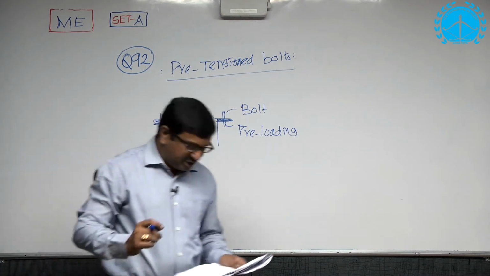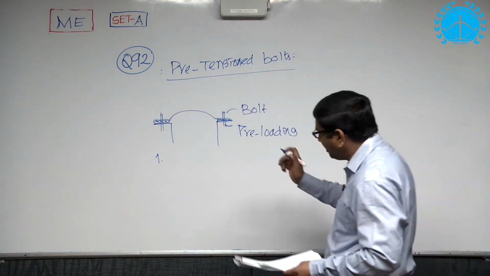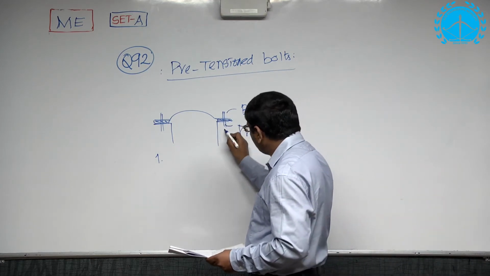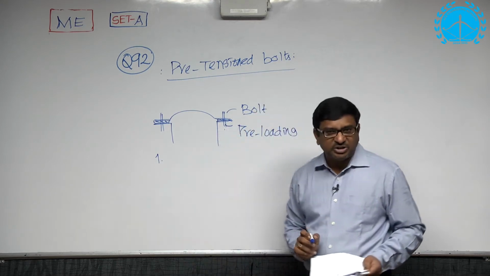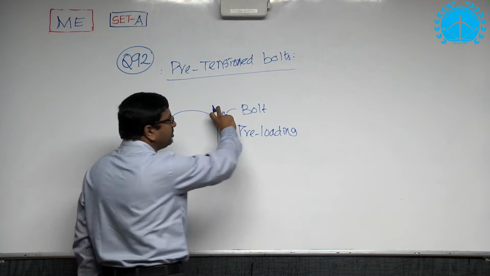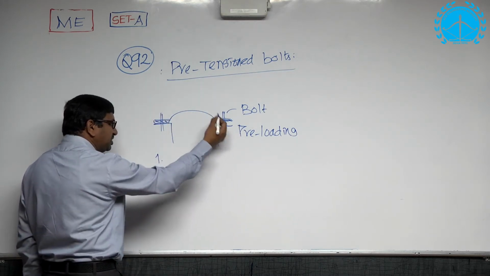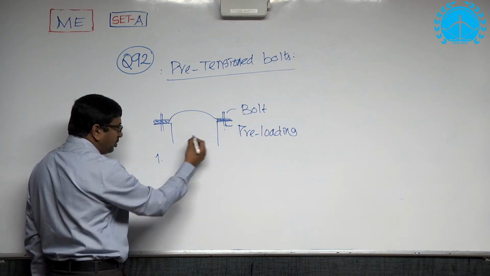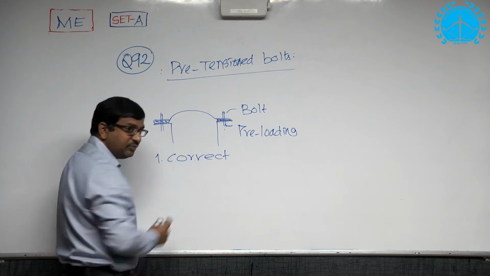The first option says the pre-tensioning helps seal the pressure vessels. That means if you apply preloading, it will avoid the leakage of the pressure vessels. As per this, the bolt is to be tightened to compress the gasket material, so preloading is essential to avoid leakage. So the first statement is the correct statement.